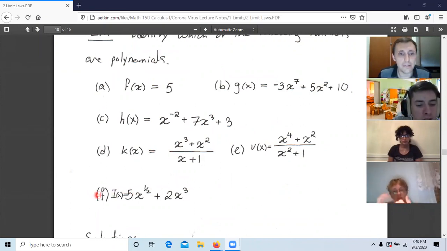We are asking for F, right? F is 5x to the 1/2 plus 2x cubed. Is this a polynomial?